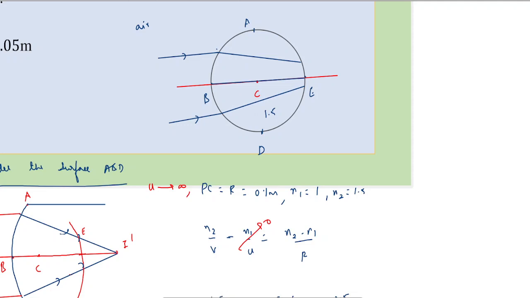So these light rays were tending to go to a point like this, but because of refraction they bent further and the image is formed somewhere here. So this you call as I dash, this is I. So I dash is the point where image would have been formed if we had no surface AED, but because of surface AED the light refracts and the image is formed at the point I.